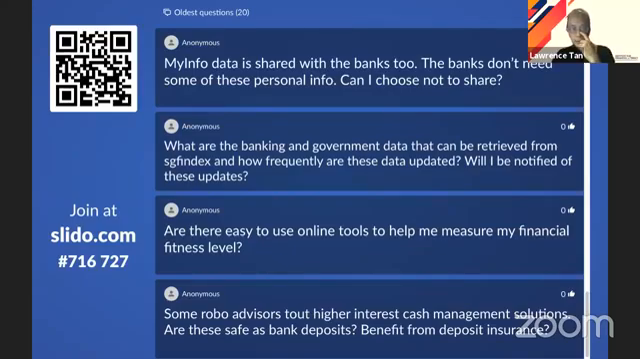Some robo-advisors tout higher interest cash management solutions. Sure. Are these as safe as bank deposits? Do they benefit from deposit insurance?